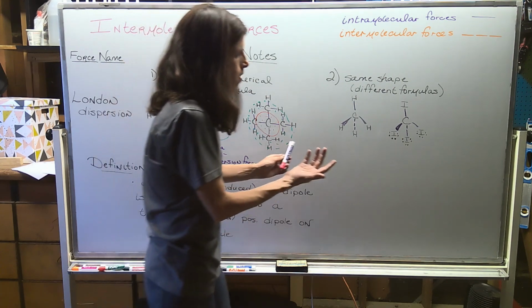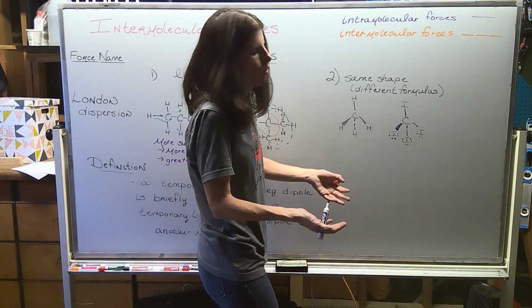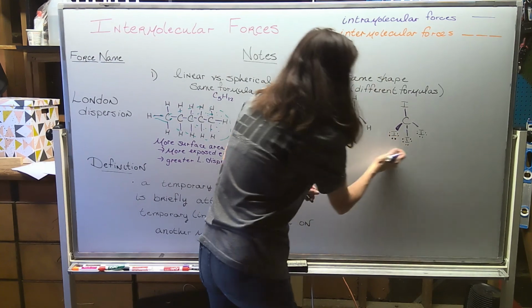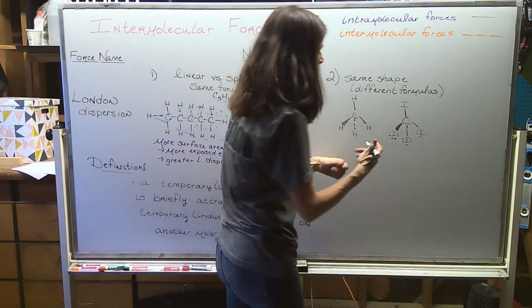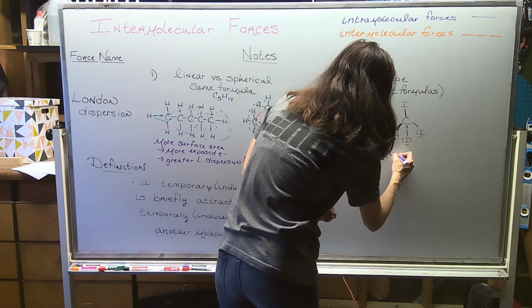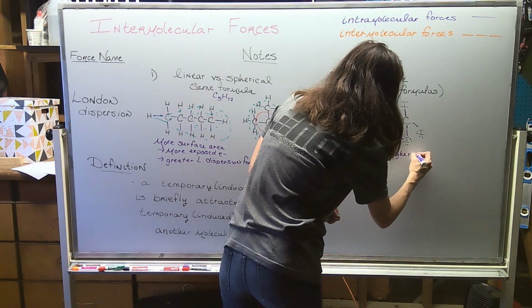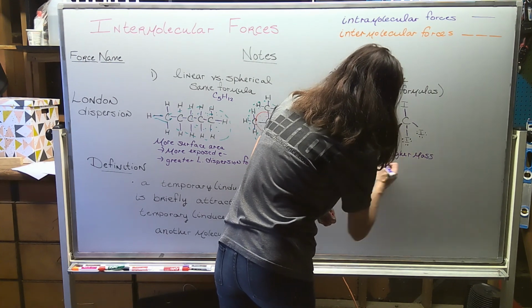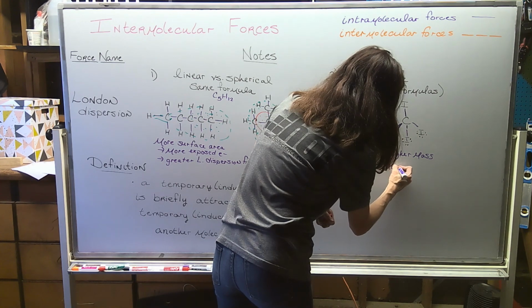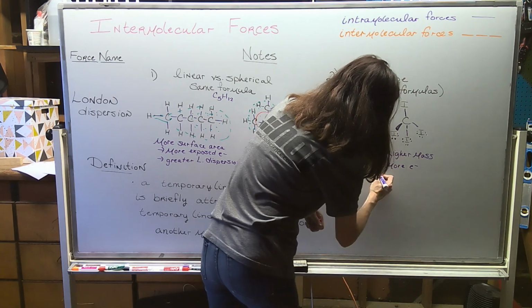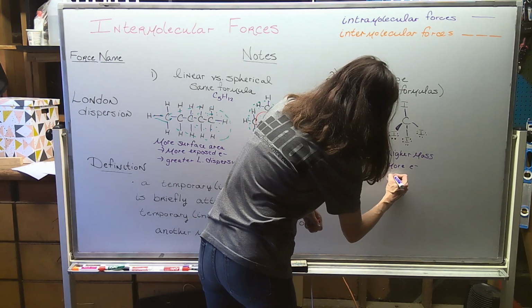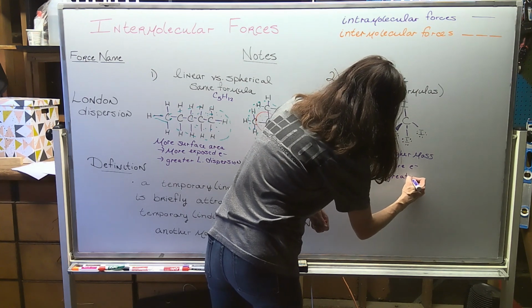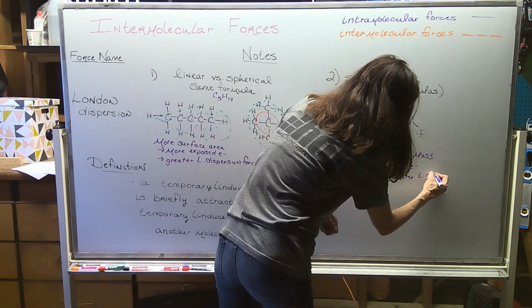And the easiest way to think about that, we don't have to count all the electrons. We could just generalize. If a molecule has a higher mass, then we know it's going to have more electrons, and therefore it's going to exhibit greater London dispersion intermolecular forces.